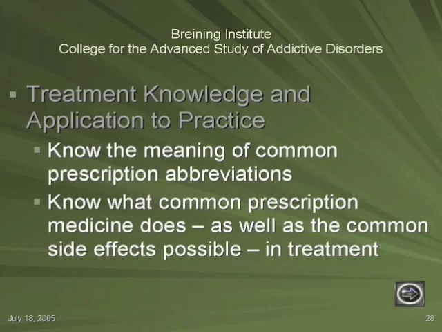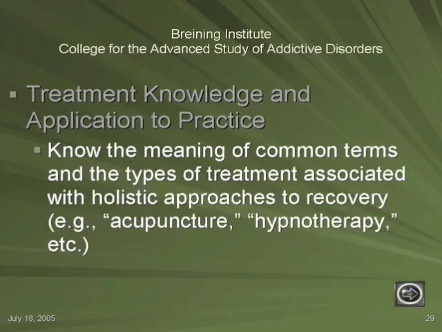Also, know what common prescription medicine does, such as lithium, Antabuse, and know what common side effects may be related to those medications. Within the holistic approaches to recovery, starting on page 165, know what the meaning of common terms and types of treatment associated with those holistic approaches. For example, starting on page 168, the manual identifies a number of therapies, starting with acupuncture. And you should know generally what acupuncture is.